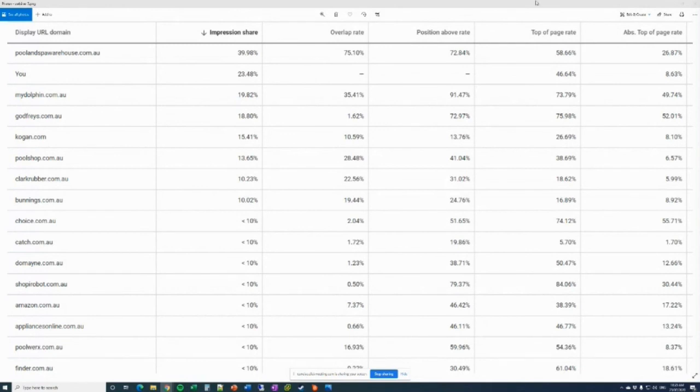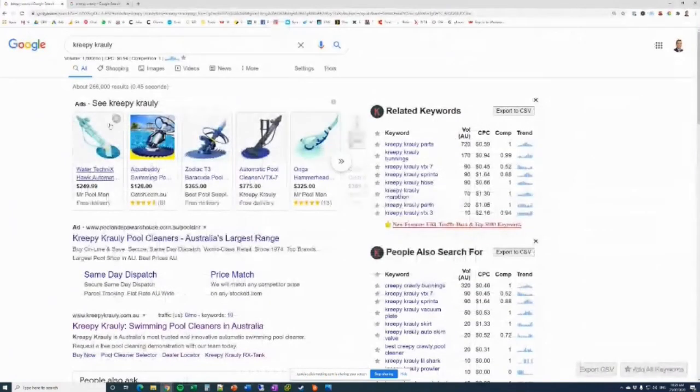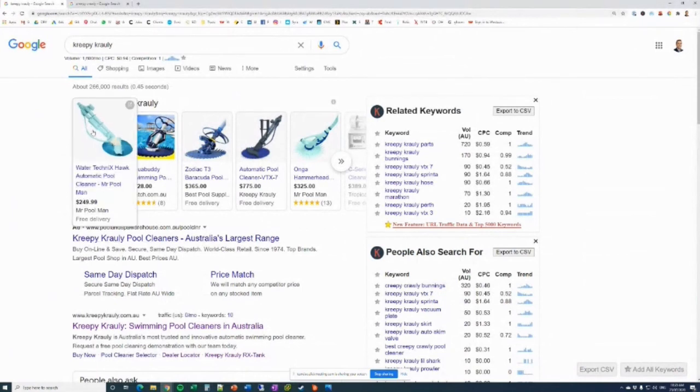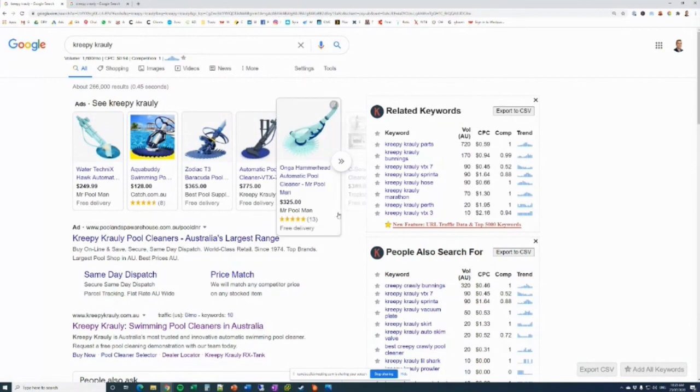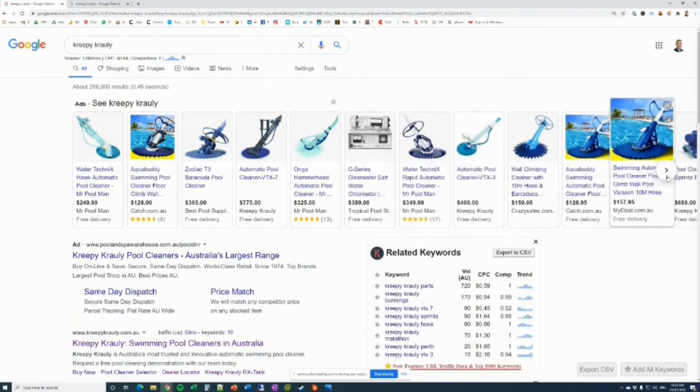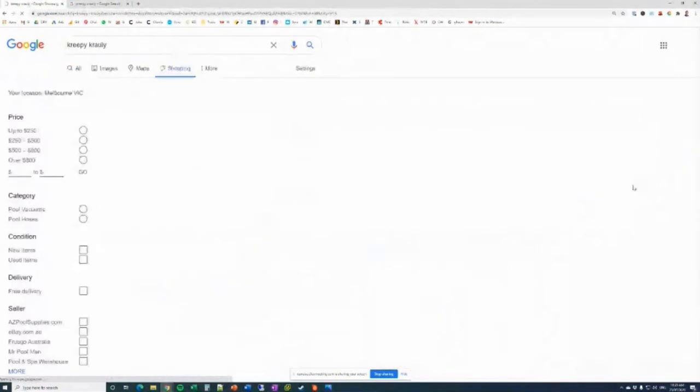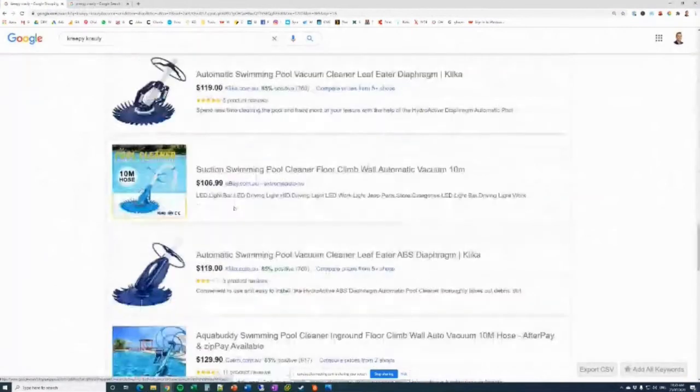Yep, correct. So if I just go here, this ad here is considered first place, and then this whole area is considered top of page. If I then scroll across, that's almost like a page 2, page 3, and then page 4, and so on.